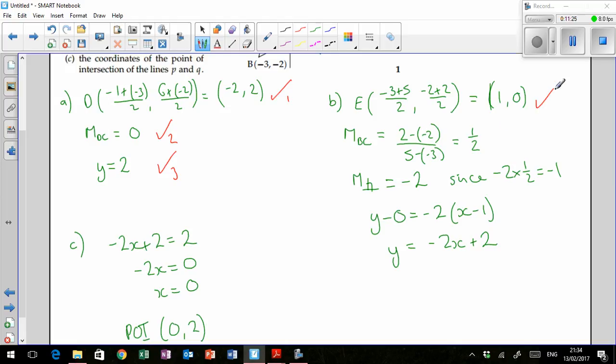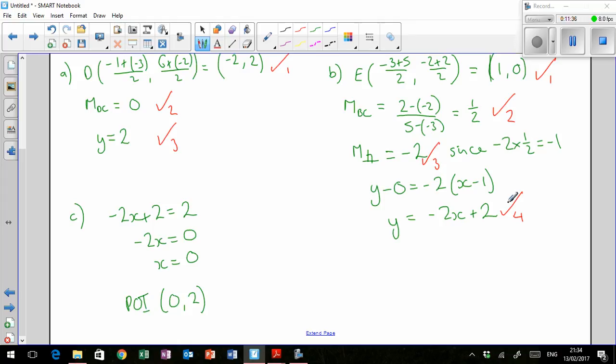Okay, in part B, one mark for the midpoint, one for your gradient, one for your perpendicular gradient, and then one for the equation. And then the last one, just like always: one for setting up your simultaneous equations, one for solving for x, and then one for giving your point of intersection. Okay.